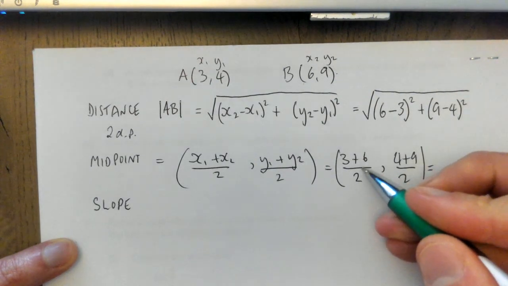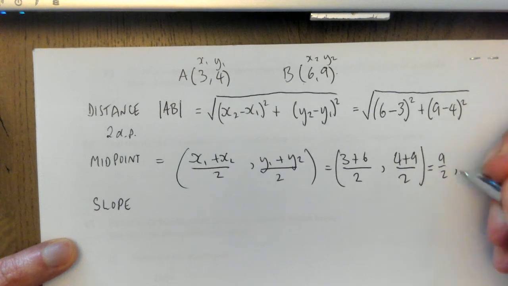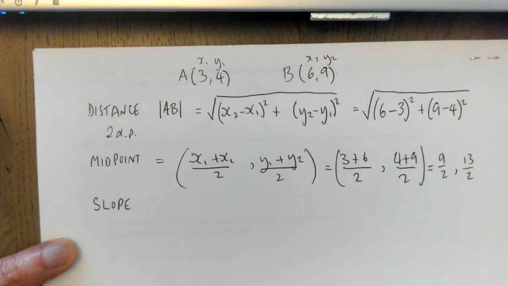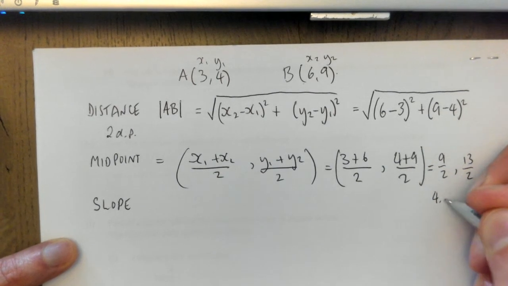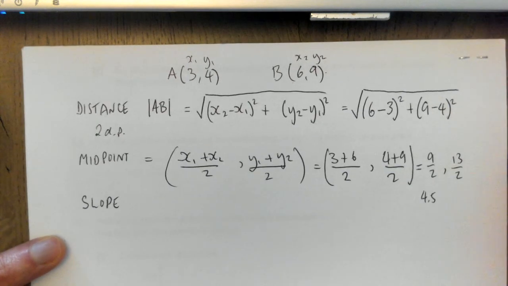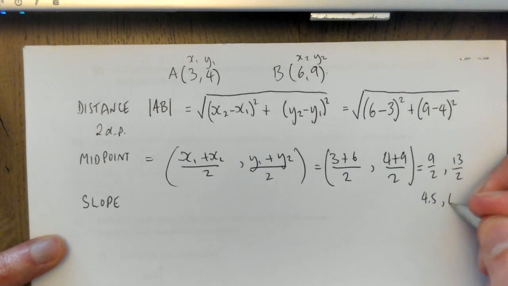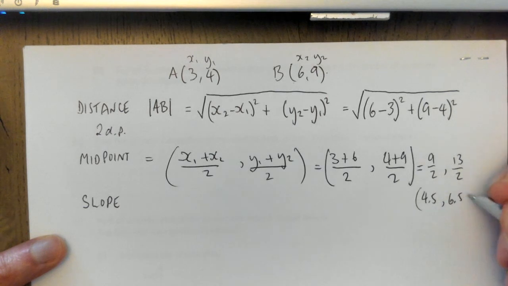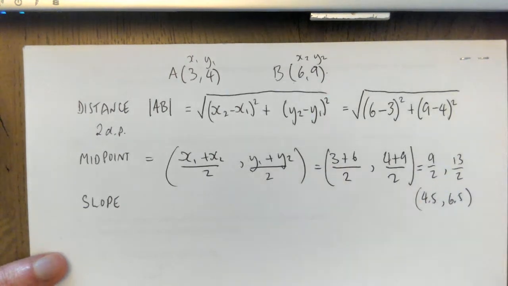3 plus 6 is 9, so 9 over 2, 4 plus 9 is 13 over 2, and I'm going to leave them like that. Okay, you can put in 4.5 if you want, etc., 6.5. Okay. So that's the midpoint of these 2 points.